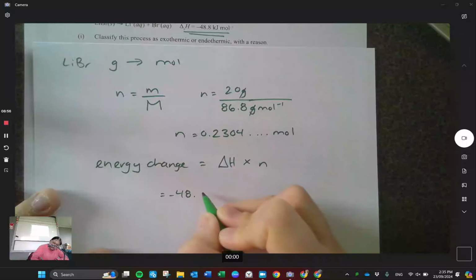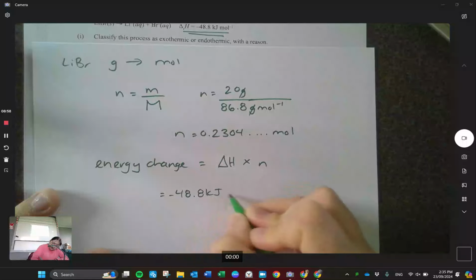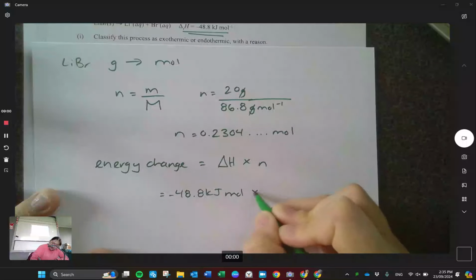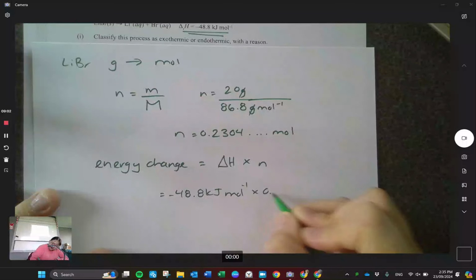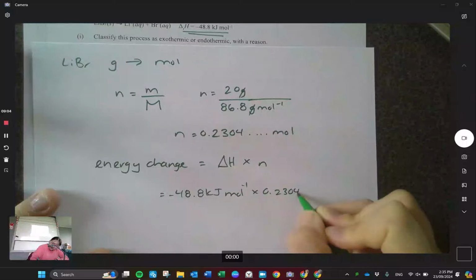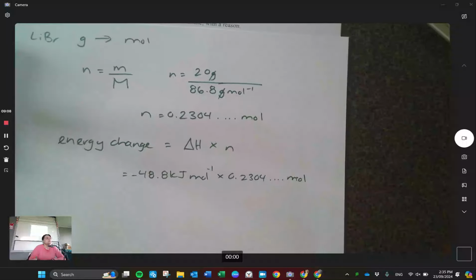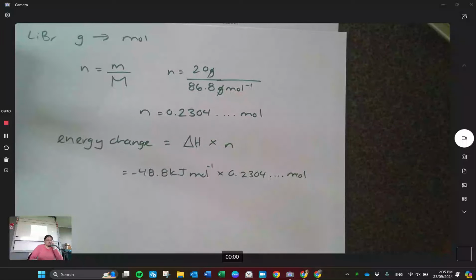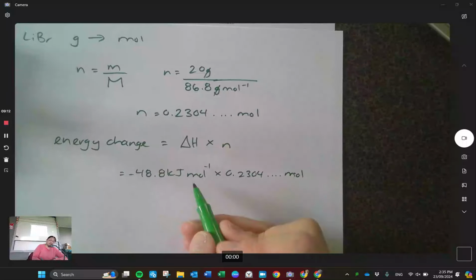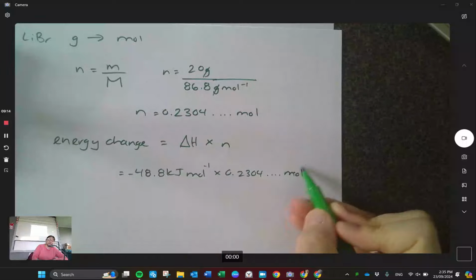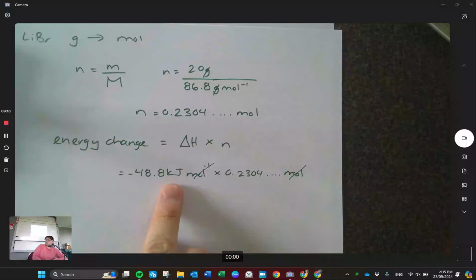So I would get 48.8 kilojoules per mole, and I would multiply that by that 0.2304 long number. Okay. Again, idiot check myself. I see that's per mole and that's mole, so the moles cancel out, and I'm left with kilojoules, which is what I want. I want to know how much energy is released from that reaction because I need to know what is the equivalent then that I need in order for the potassium bromide to dissolve.